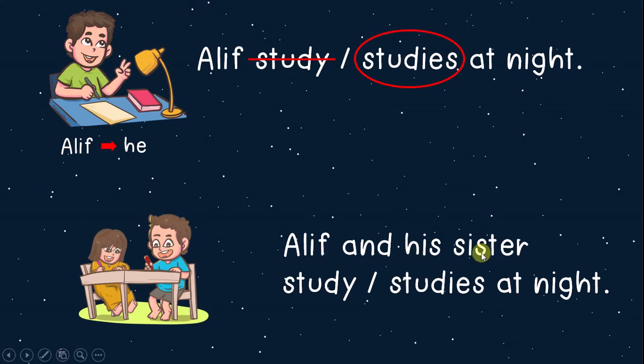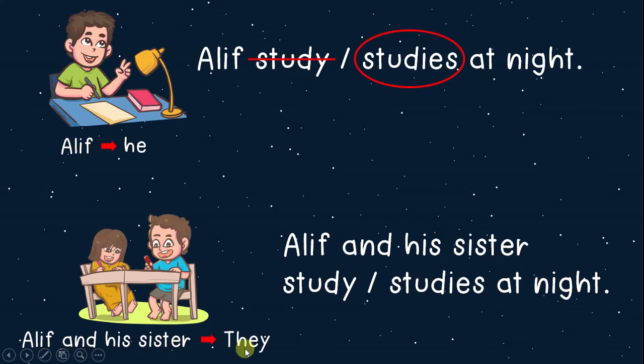Next example. Alif and his sister study or studies at night. Alright, so the verb is study or studies, and then siapa yang study? Alif and his sister. So the subject is Alif and his sister. What is the pronoun for Alif and his sister? Apa kata ganti nama untuk Alif and his sister? The answer is they, mereka. Ramai kan, lebih daripada seorang.